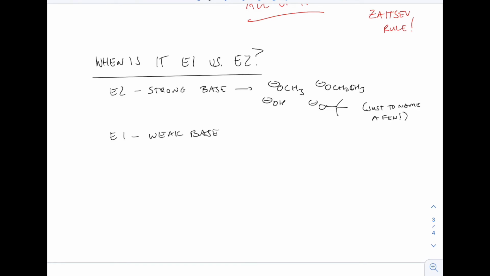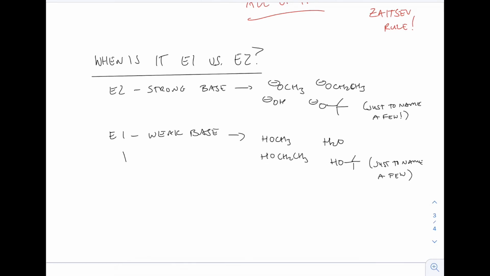E1 requires weak bases. So oftentimes what you'll see is all of the above ones, but with the proton on there. So they're the conjugate acids of those bases up there. And again, these are just to name a few examples of strong bases and weak bases. But if you have those strong bases, you're probably going to get the E2. And if you have the weak bases, you're probably going to get the E1. Okay?